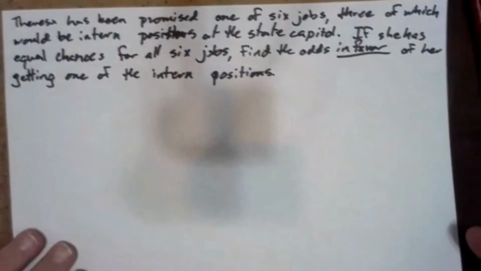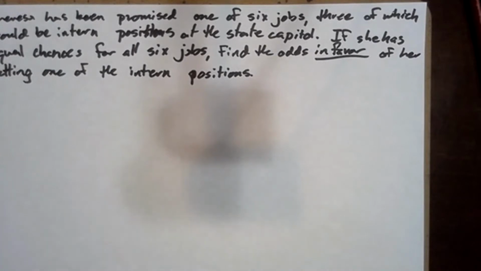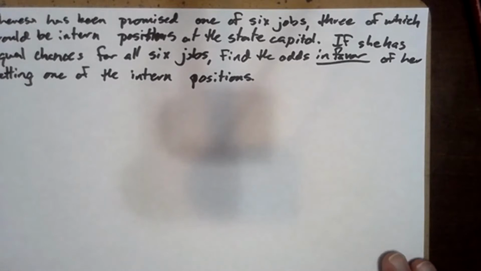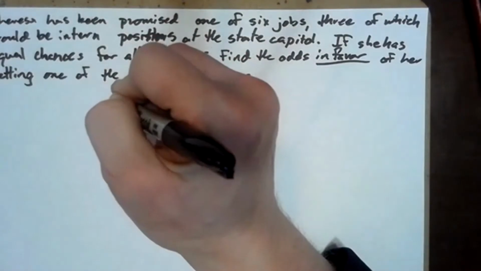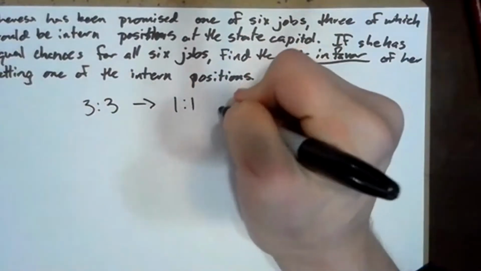Last problem for this video, I think. No, we might have a couple more. Teresa has been promised one of 6 jobs, 3 of which would be intern positions at the state capitol. If she has equal chances for all 6 jobs, find the odds in favor of her getting one of the intern positions. Well, it's basically 50-50 that she'll get an intern position. She has a 50% chance of getting an intern position. So that's 3 to 3, which we simplify to 1 to 1 odds.